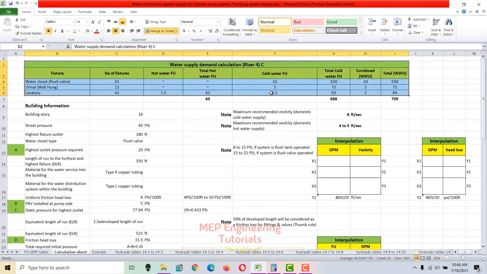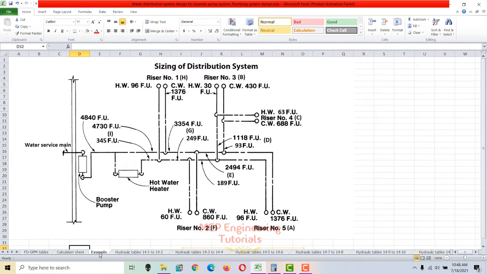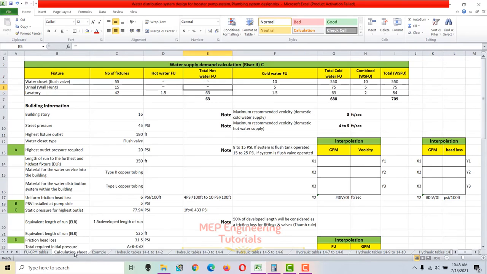Here I used only the water supply demand calculation for riser 4, which is represented by section C. In the same way, you have to calculate the water supply demand for other risers and other sections of the building. So this is riser 4, for which I'm going to calculate the demand right now. In riser 4 there are water closets of flush valve type, urinals, and lavatories. We have to write all the fixtures for each riser and section one by one, and then go for the number of fixtures.